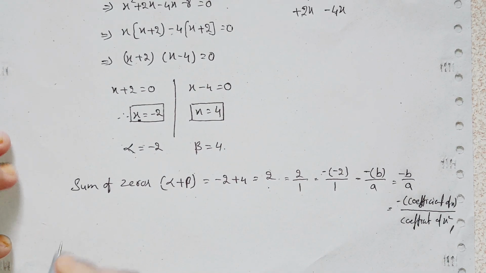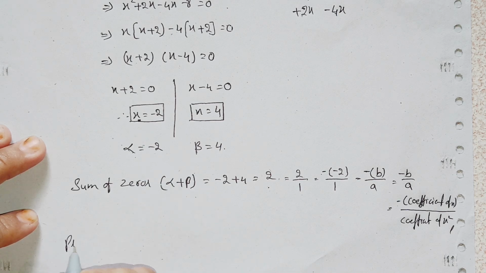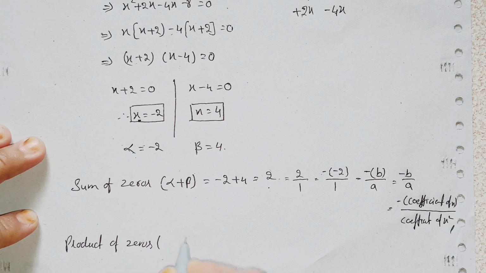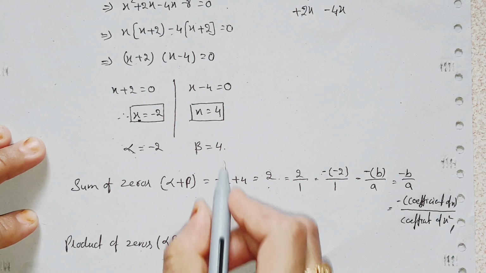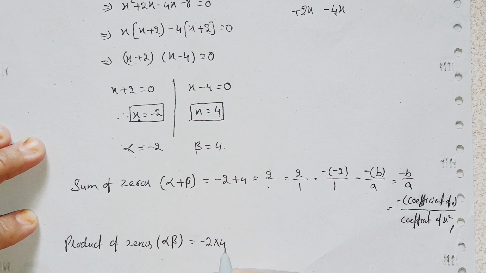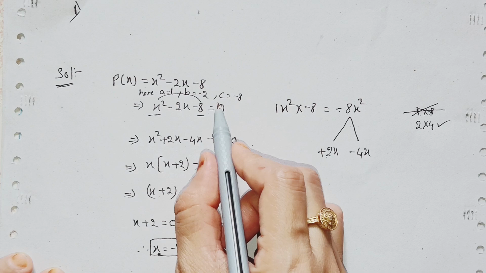Now I'll do the product of both zeros. Product of zeros is alpha beta. Alpha beta means you have to do the multiplication. Minus 2 multiplied by 4 is minus 8. So this minus 8 I can write as minus 8 by 1. What is minus 8 here? Minus 8 means c. Instead of minus 8 I can write c.